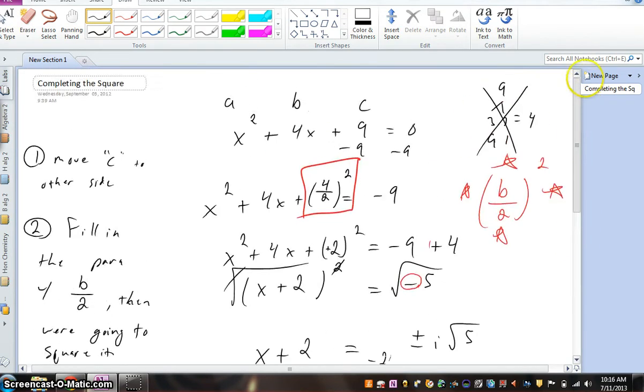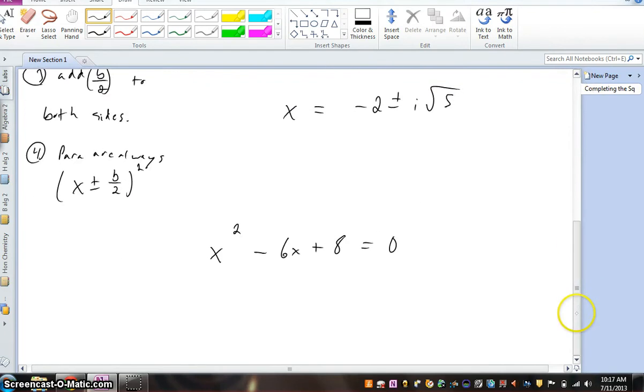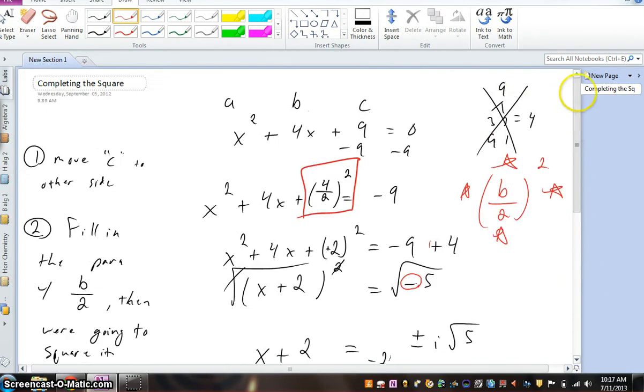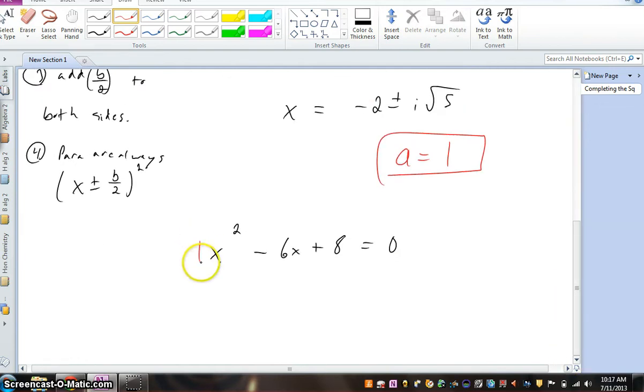Now, let me make sure. Okay, I didn't say this earlier, so I need to make sure I say this now. One thing that I just completely skipped over, sorry. The one rule here that we have to follow is that A must equal 1. Notice up here we had an understood 1 for A. Down here we must also have a 1 for A, and we do. Okay, so sorry, I skipped that, my fault.